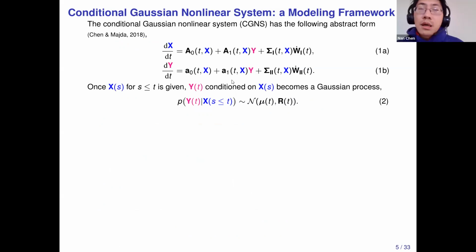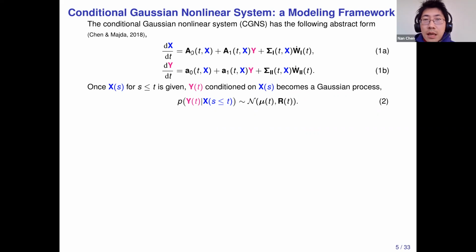Okay, so now let me introduce this conditional Gaussian nonlinear system, this modeling framework. I will show a lot of examples, and I will motivate why this kind of system is important. So let me first give a quick review of this system. Let's say we have high dimensional state variables. We split that into two components, an X and a Y, and we try to write this system in such a form. On the right-hand side, the first four terms are basically deterministic functions.